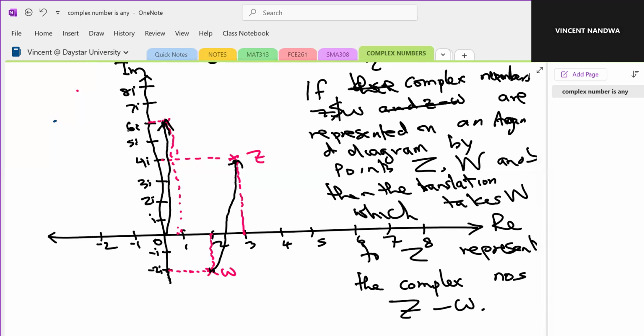So the next session will discuss the modulus and argument of a complex number, which can help us to express complex numbers in polar form and exponential form.